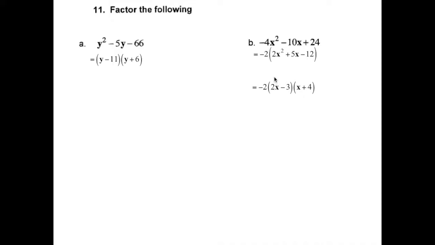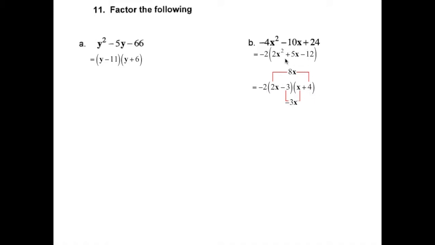Then I have to check, the outsides added to the insides, does that give us the 5x? So the outsides are 2x and 4x, so 2x times 4x is 8x. And the insides, negative 3 times x is negative 3x, and does 8x added to negative 3x give 5x? It does. So we're done.